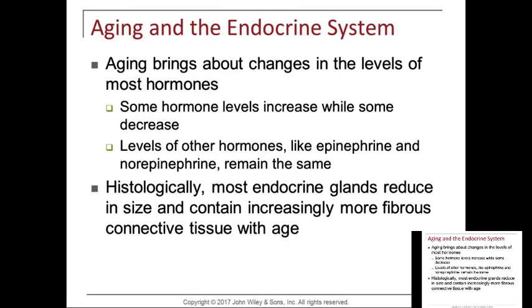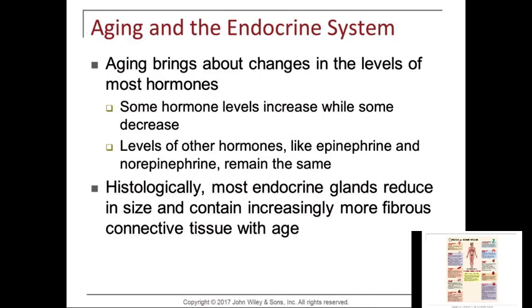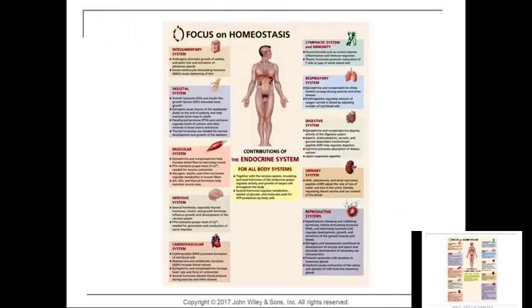Aging brings about changes in levels of most hormones. Some hormone levels increase while some decrease. The levels of other hormones like epinephrine and norepinephrine pretty much remain the same. Histologically, most of the endocrine glands reduce in size and contain increasingly more fibrous connective tissue with age, and that tends to be non-functional. Really important slide because once again, from a functional perspective, we're looking at how the endocrine system correlates to every other system.